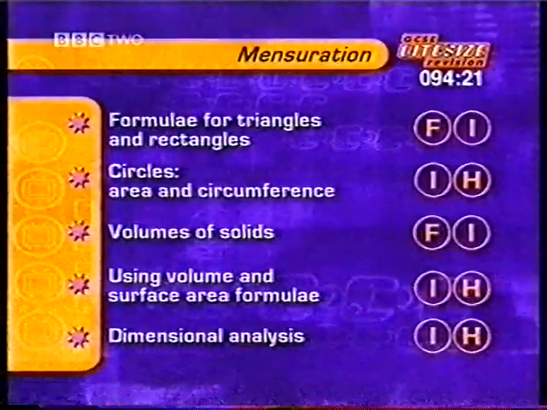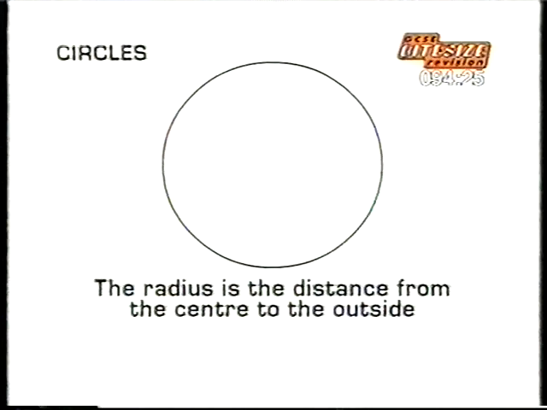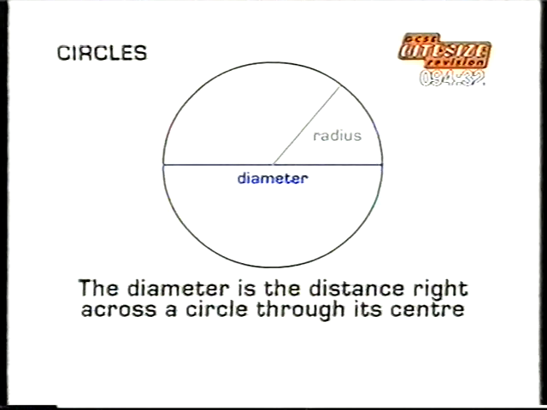Next, for intermediate and higher, the area and circumference of circles. The radius of a circle is the distance from its centre to its outside edge. The diameter of a circle is the distance right across a circle through its centre. So the diameter of a circle is twice its radius, that's d equals 2r.